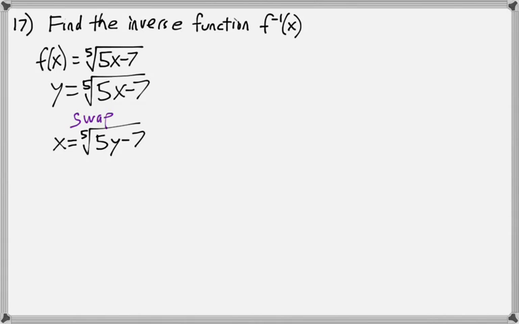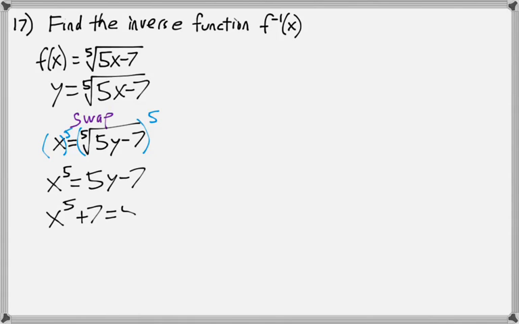Next, I want to get rid of that fifth root. So I'm actually going to raise both sides to the fifth power. So it's going to be x to the fifth on the left, and that fifth power will just get rid of that fifth root. So it will be 5y minus 7. And I'm trying to get y by itself. So I need to add 7 and then divide by 5.